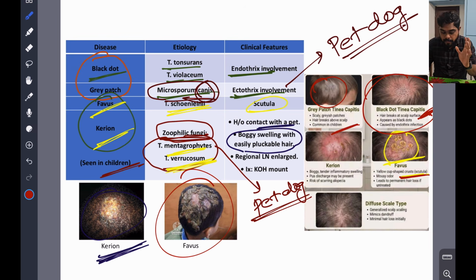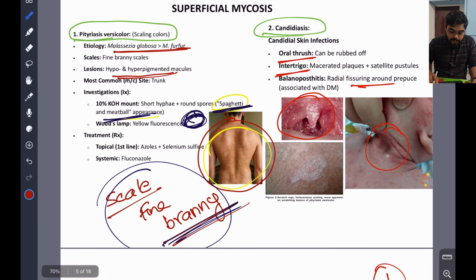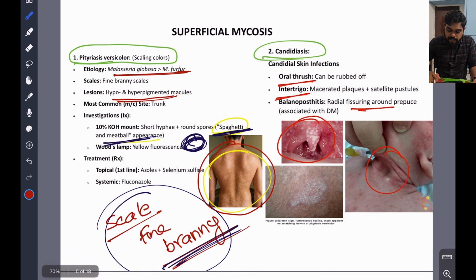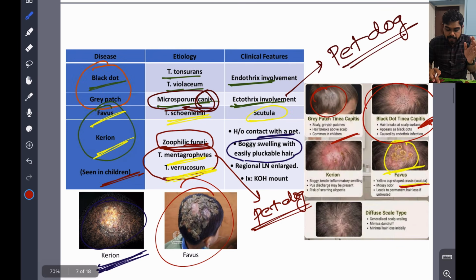Okay, pet involvement, boggy swelling with easily pluckable hair, that is alopecia will be there. So alopecia also we are going to discuss next. So this is also very important. Superficial mycosis, very important: pityriasis versicolor, candidiasis and dermatophytosis. In that kerion, favus, very important. They will definitely ask one question from this area, sure.